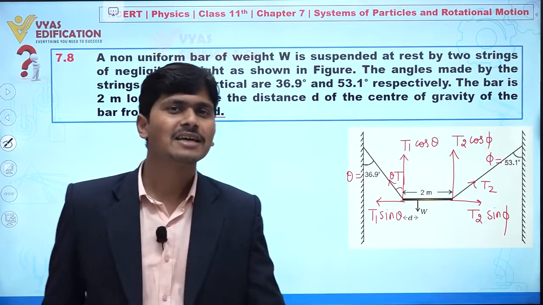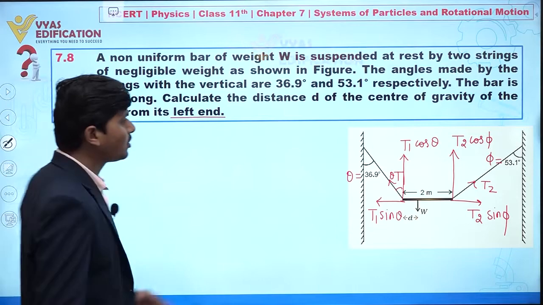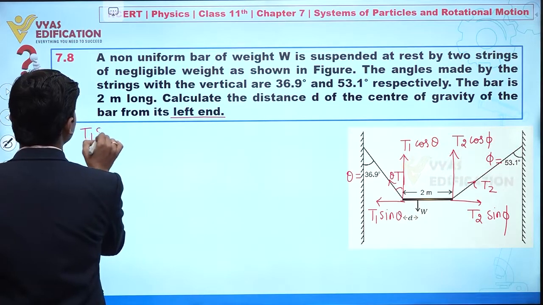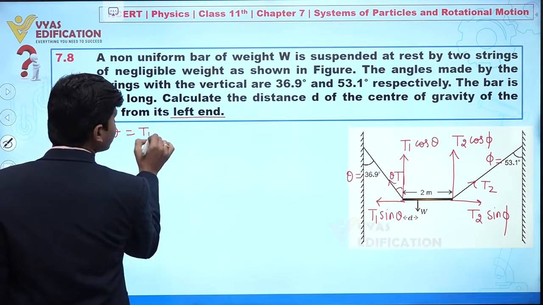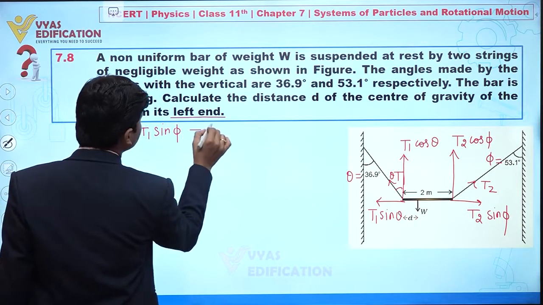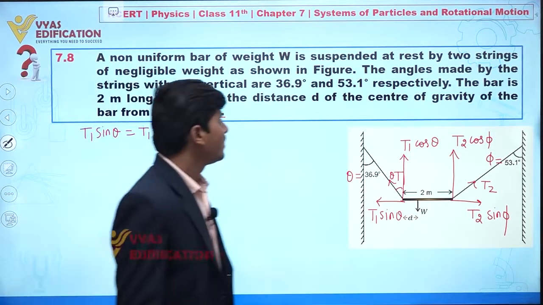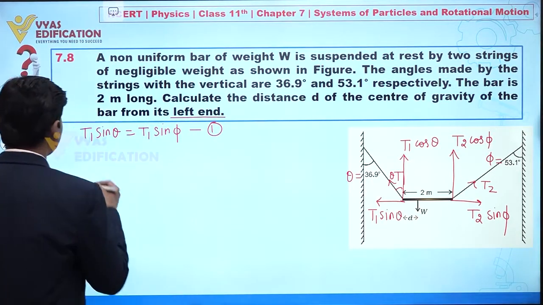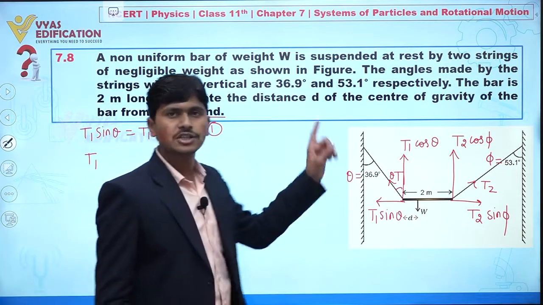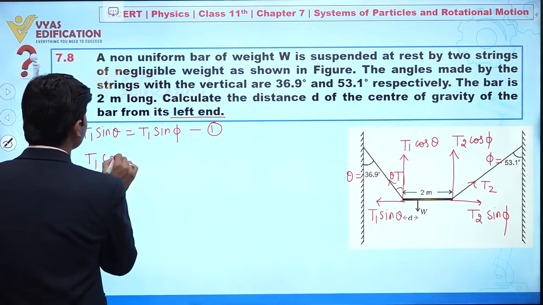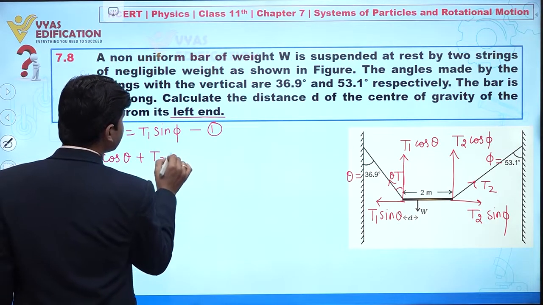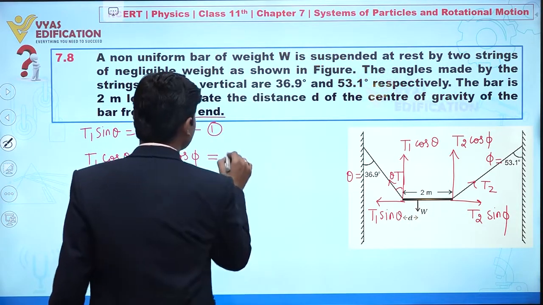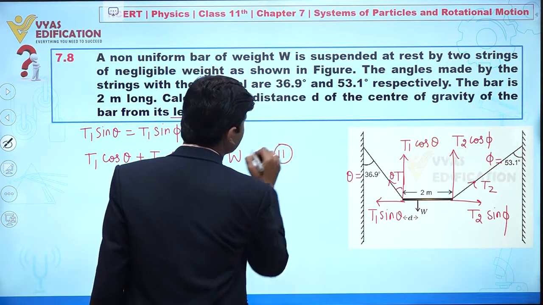Now we know this bar, or rod, is in equilibrium. It means the summation of Fx is equal to 0, so the force acting in the horizontal direction is 0. Directly we can say T1 sin theta should be equal to T2 sin phi. Let's call this equation number 1. We can also write that the net force in the vertical direction is 0. So the upward forces, T1 cos theta plus T2 cos phi, should be equal to W. Let's call this equation number 2.